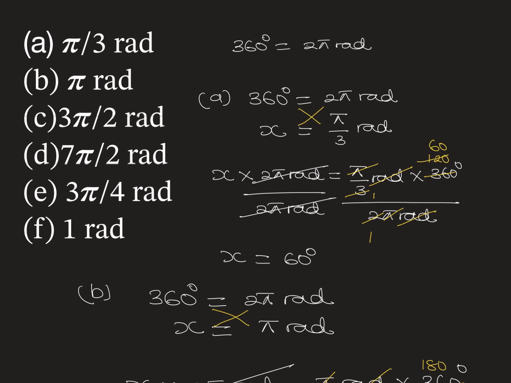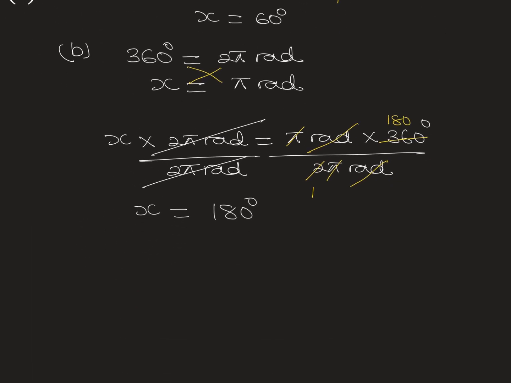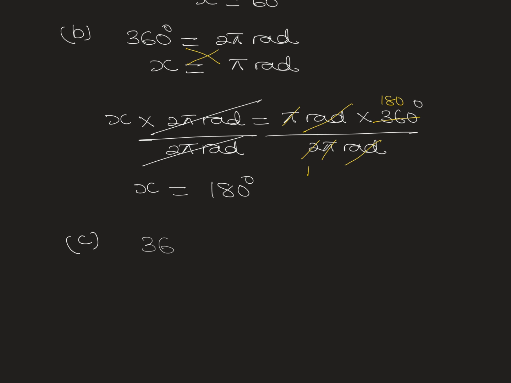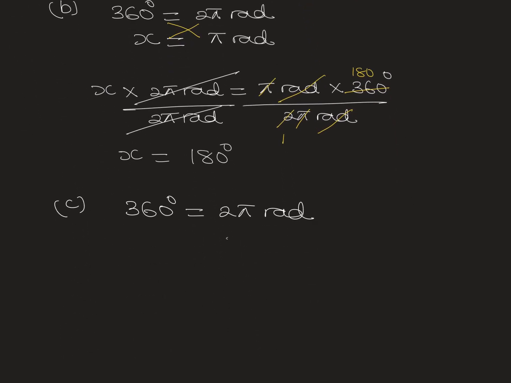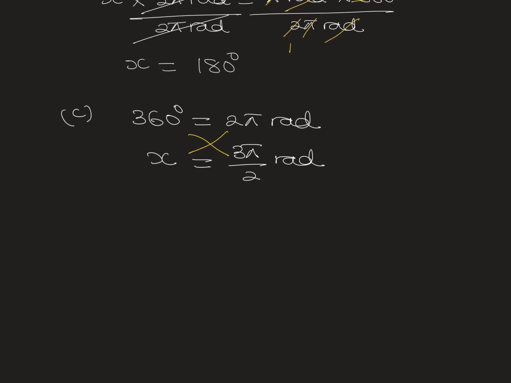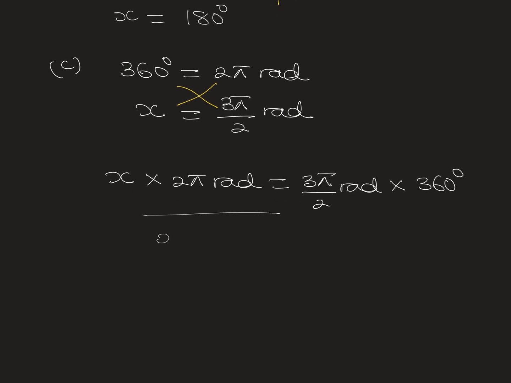Moving on to question C, 3 pi over 2 radians. C, if 360 degrees is equal to 2 pi radians, so what is 3 pi over 2 radians? 3 pi over 2 radians, that will be equal to x. Now we cross multiply. So if we cross multiply, we'll have x times 2 pi radians is equal to 3 pi over 2 radians multiplied by 360 degrees. So we can divide both sides by 2 pi radians.